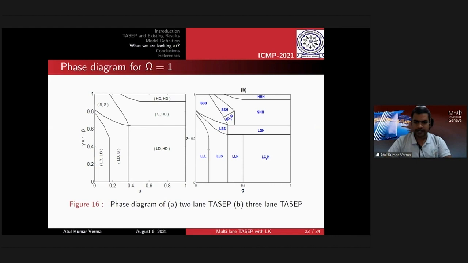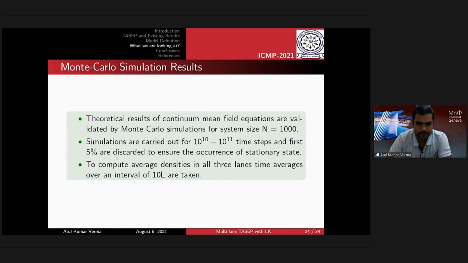model. To understand whether our modeling is correct or not, we have also performed Monte Carlo simulation to verify our phase diagram. We have taken the lattice size as 1000, and we have simulated our system for 10 to the power 10, 10 to the power 11 time steps. We also ignored the initial 5% of time steps to obtain the steady state results, and we took the average over 10 runs.